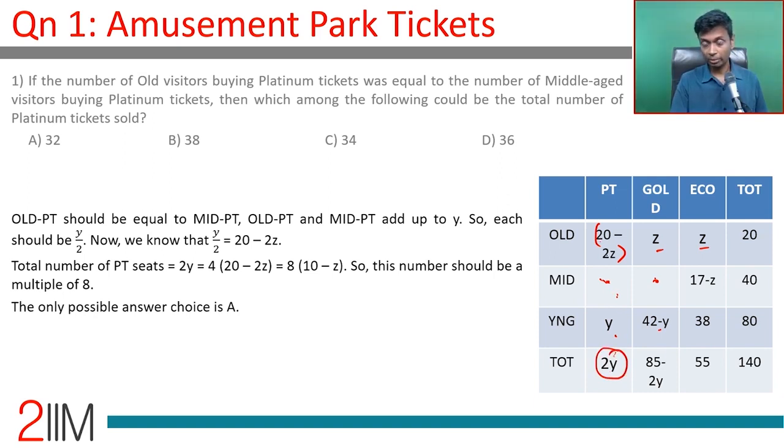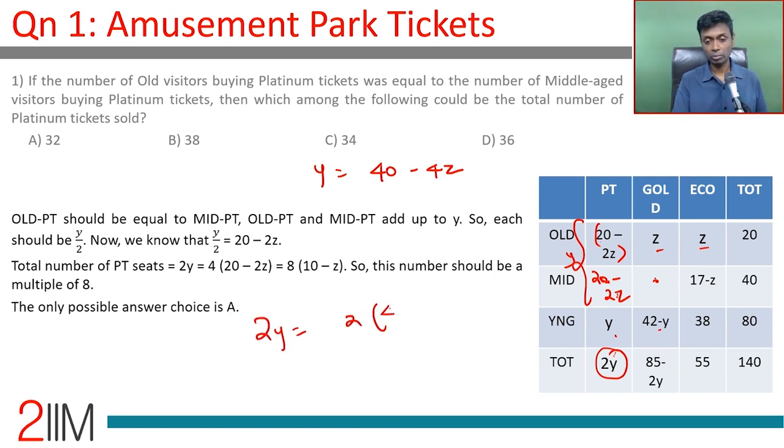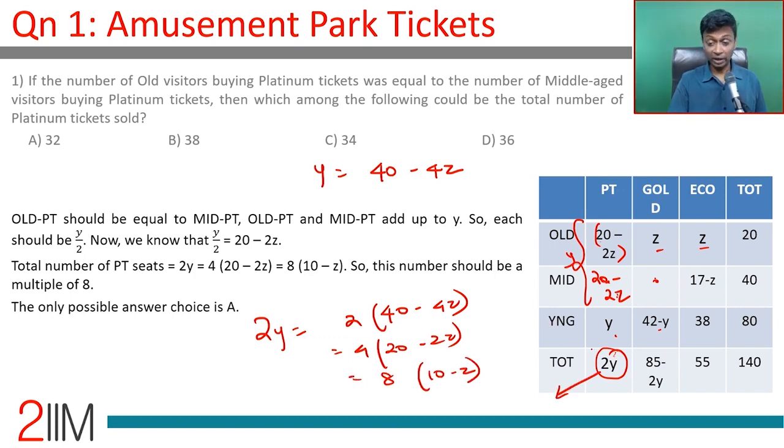So this is 20 minus 2z. This should also be 20 minus 2z. These two add up to y, or y should be equal to 40 minus 4z. 20 minus 2z plus 20 minus 2z. These two together add up to y. We have another y remaining. We need to find 2y. And so 2 times y is 2 times 40 minus 4z, or this is 4 times 20 minus 2z, or this is 8 times 10 minus z, or this number should clearly be a multiple of 8.